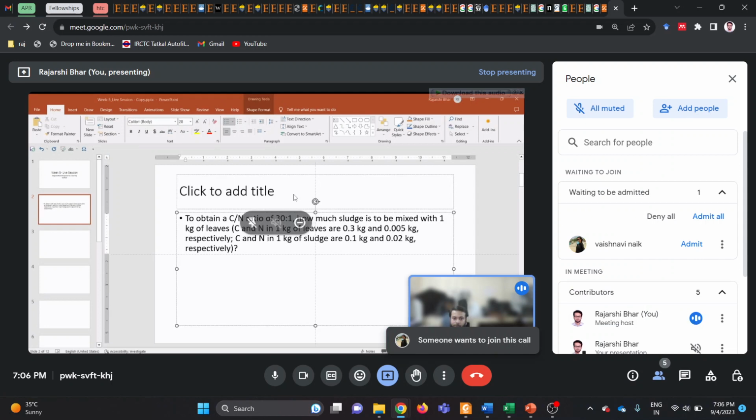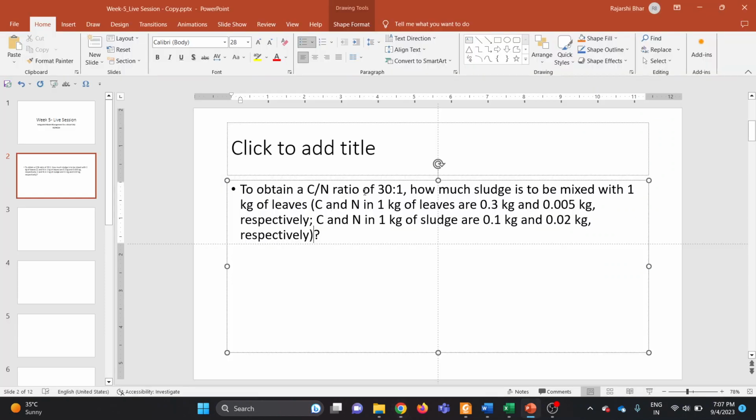Okay, so this is your question. To obtain a C by N ratio of 30 is to 1, how much sludge is to be mixed with 1 kg of leaves? And you have been provided the C and N content in 1 kg of leaves, that is 1 kg is having 0.3 kg of carbon and 0.005 kg of nitrogen. Similarly, 1 kg of sludge is having 0.1 kg of carbon and 0.02 kg of nitrogen.